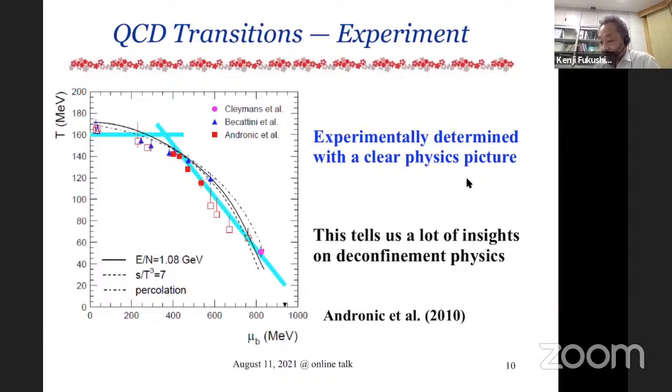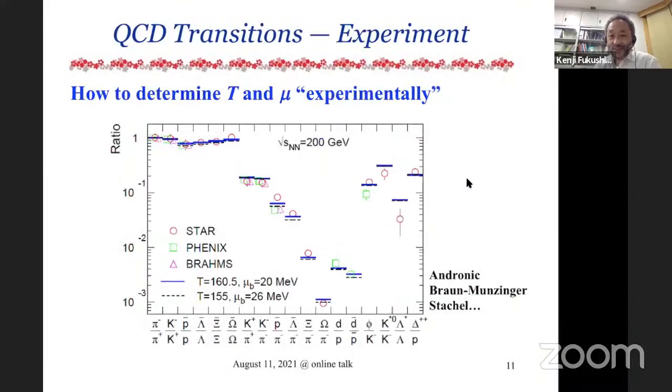So on the plane of the baryon chemical potential and the temperature, the question is how to identify this density and temperature in the experiment. What they did in experiment was very simple. They measured the particle ratio, the pion and the kaon, and they measured the various yields of hadrons, the proton and lambda bar, etc.